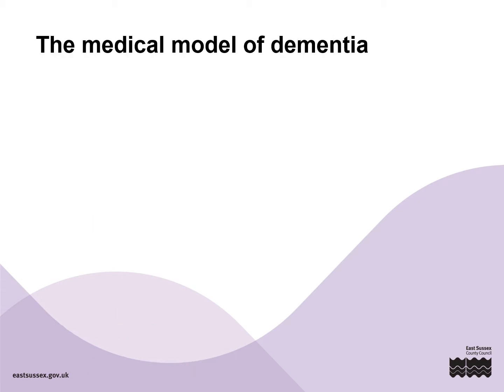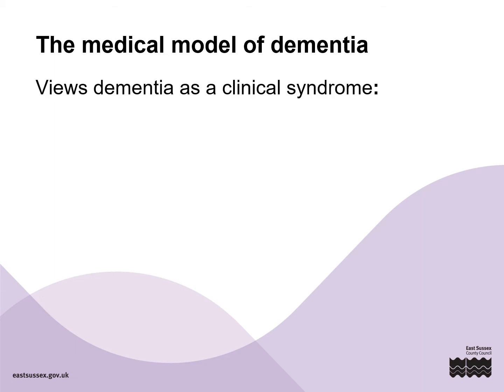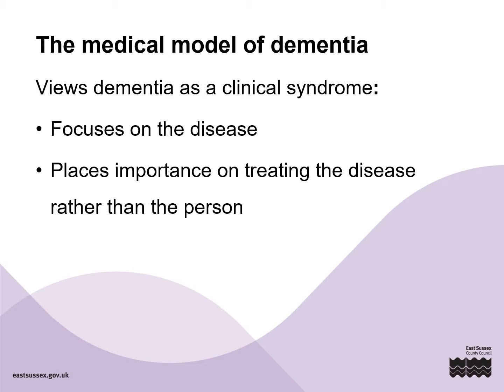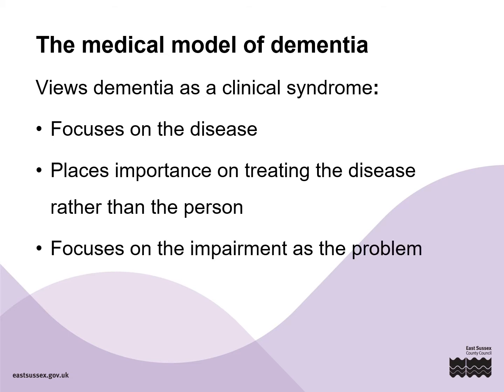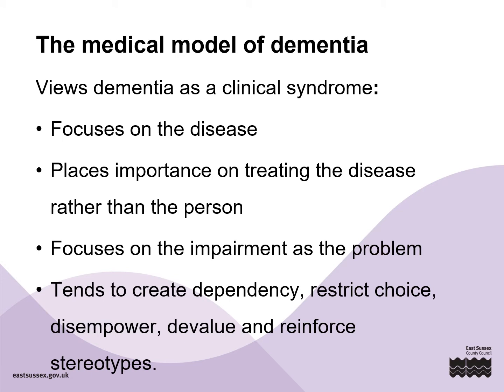So firstly, we have the medical model of dementia. The medical model views dementia as a clinical syndrome, which is characterised by the cognitive impairment itself, about which nothing can be done. So it focuses on the disease and places importance on treating the disease rather than the person. And also it focuses on the impairment as a problem. The model tends to create dependency, restrict choice, disempower, devalue, and reinforces stereotypes.